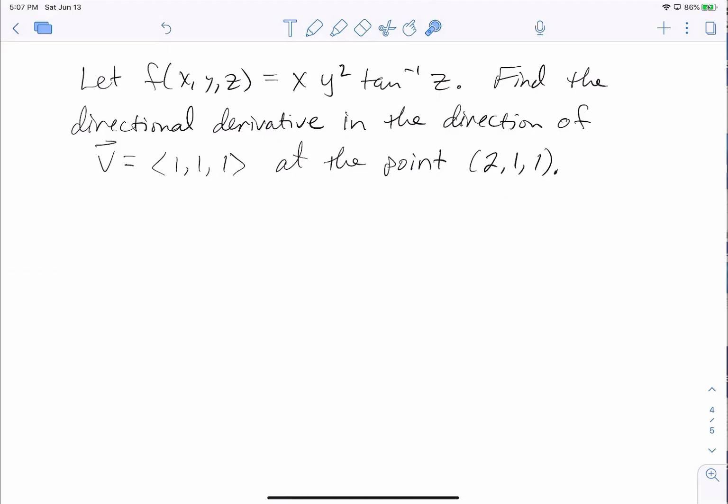I'm going to ask you to pause the video and work on this in just a minute, but first, notice that the vector is given to be v and it's (1, 1, 1). I want you to think about that because everything we've been looking at so far is the directional derivative in the direction of u. So what's up with this being v? Think about that, crank through this, and then come back when you're done.